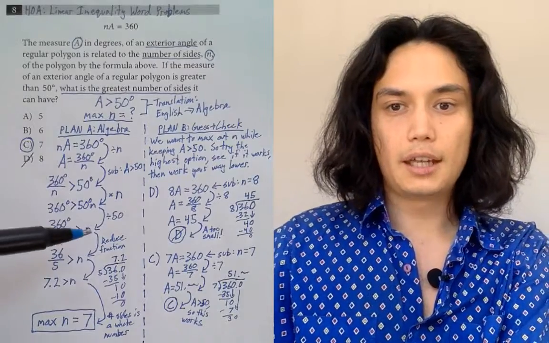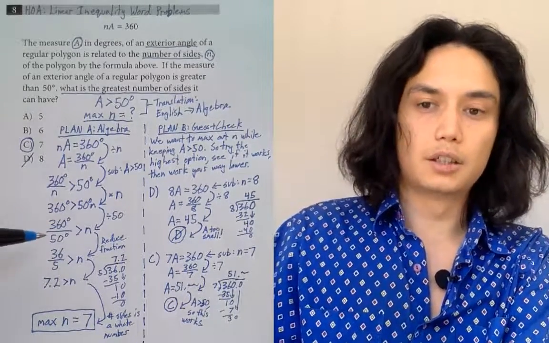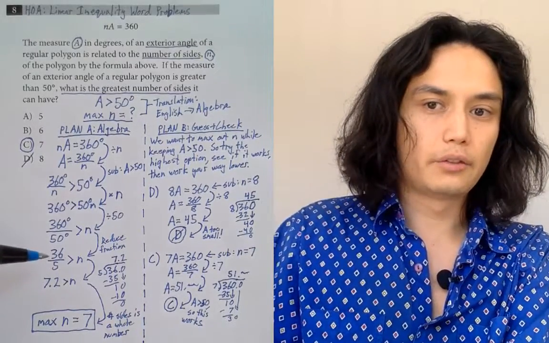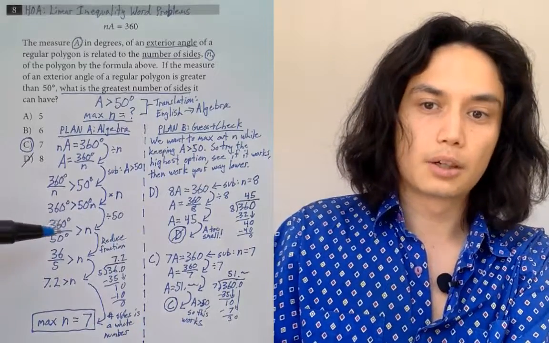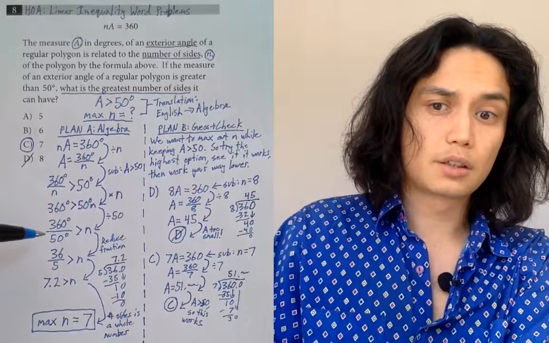Another way of thinking about this is n needs to be less than whatever this is. So now we just need to do this fraction. This is 360 divided by 50. Well, that's the same thing as 36 over 5. Here we're dividing both sides by 10. Or another way of thinking about it is just canceling these zeros out, right? 360 over 50, that's the same as 36 over 5.